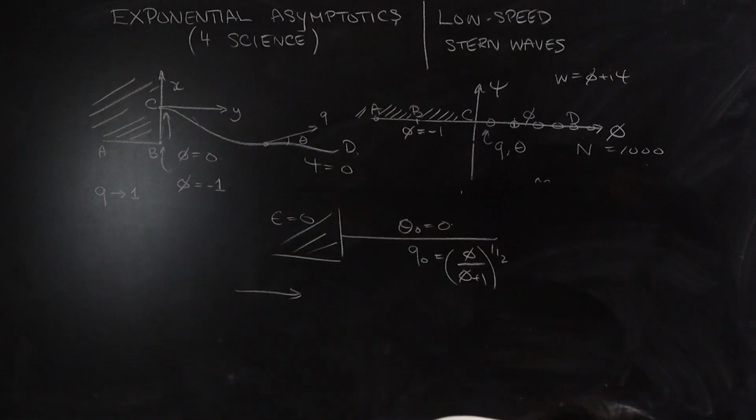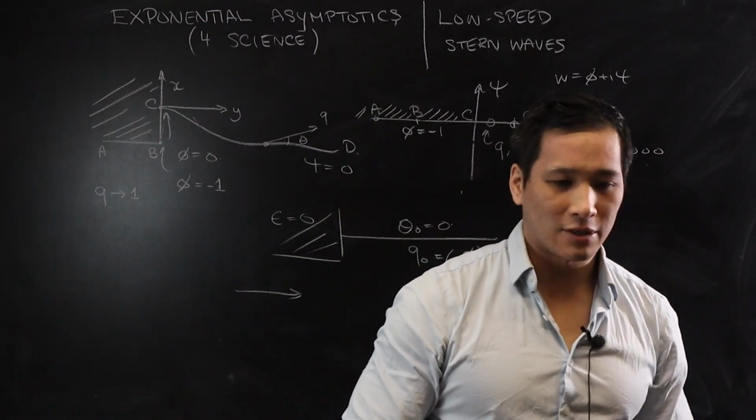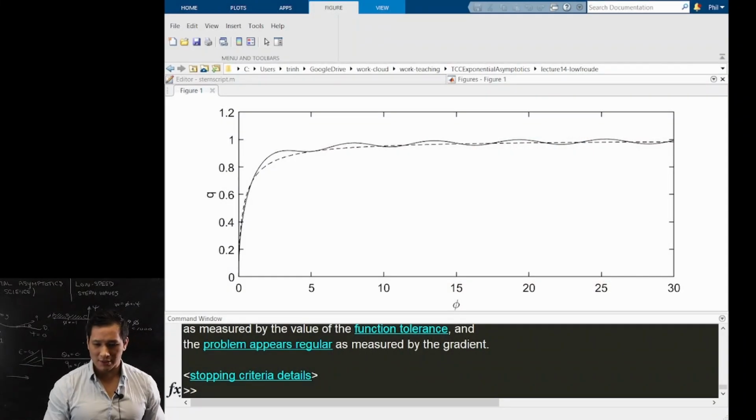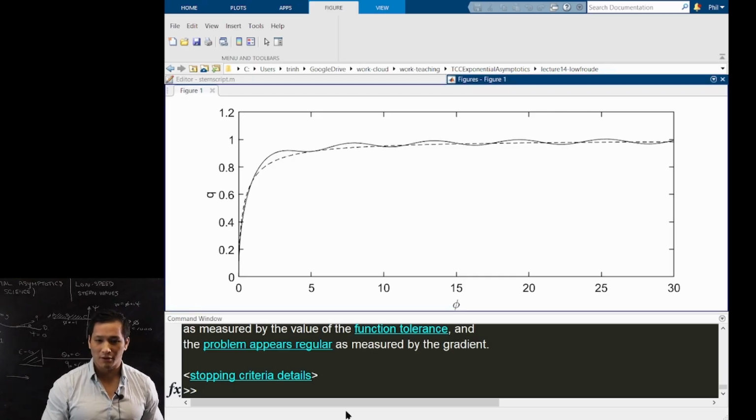So let's have a look at what our numerical solution looks like. It's just finished. It usually takes a couple of seconds on a faster computer, but on this slower computer, you can see. So now this is a graph of phi, the potential. 0 is the stagnation point. 30 is going downstream. And you can see Q starts off at 0 at separation, and then it increases towards 1.